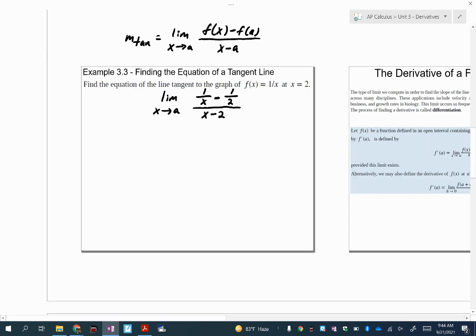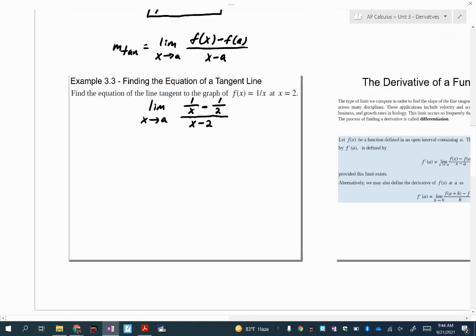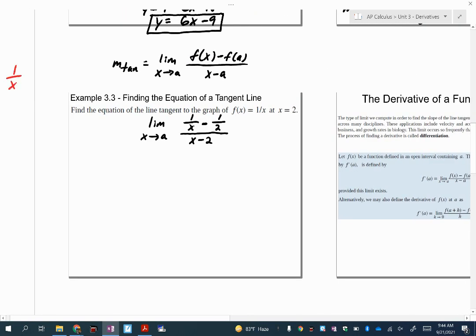I need to do 1 over x. So I'll do it underneath this time. No, I'm going to do it over here. 1 over x minus 1/2. So I need to get a common denominator. That common denominator is 2x. So this is going to be 2 over 2x minus x over 2x. All right, so now I have 2 minus x over 2x.